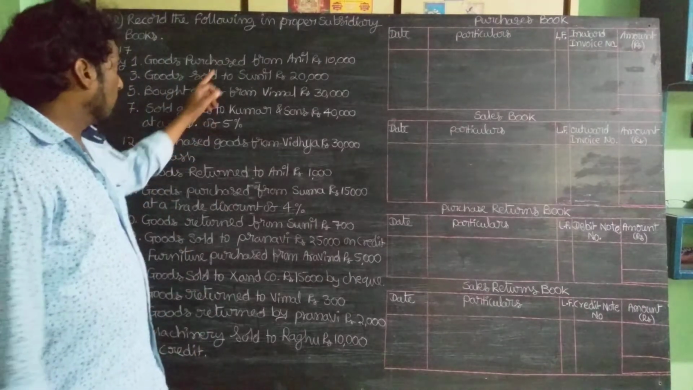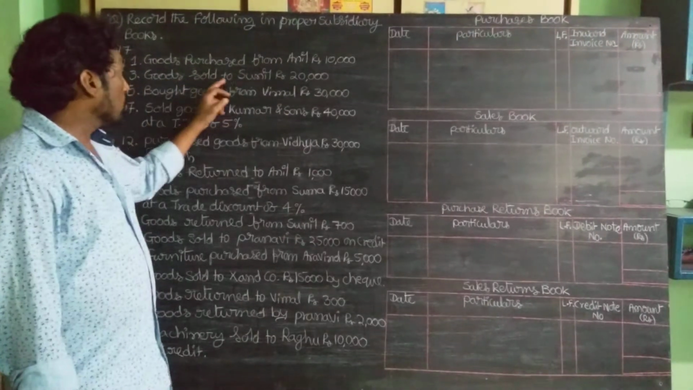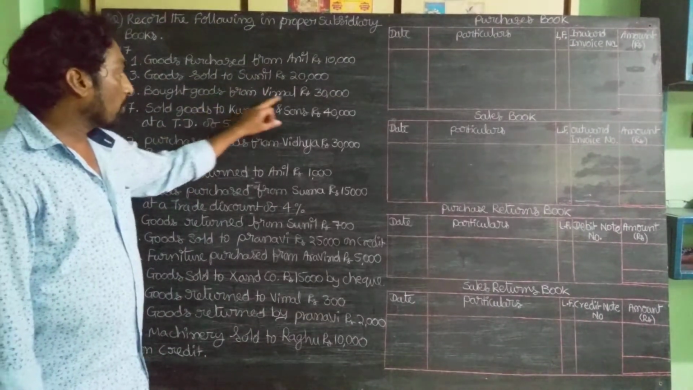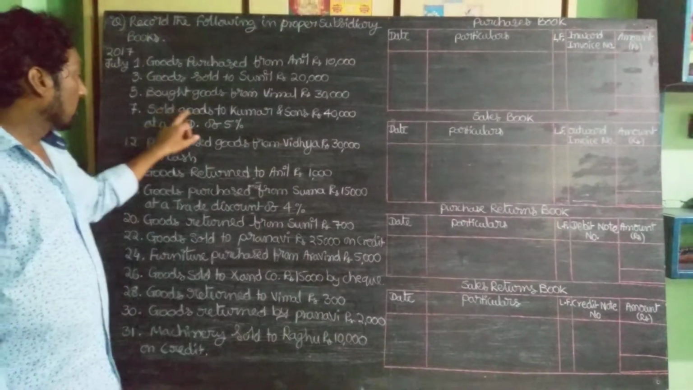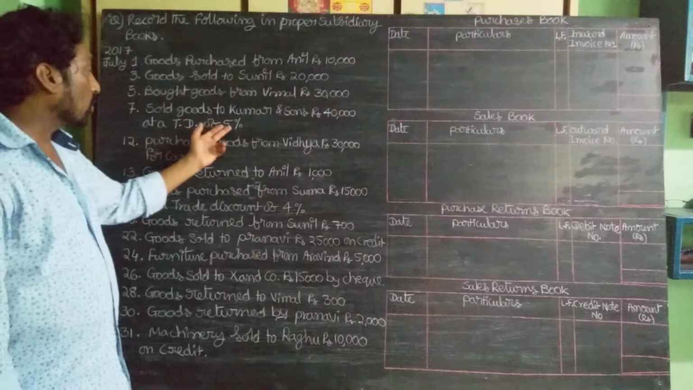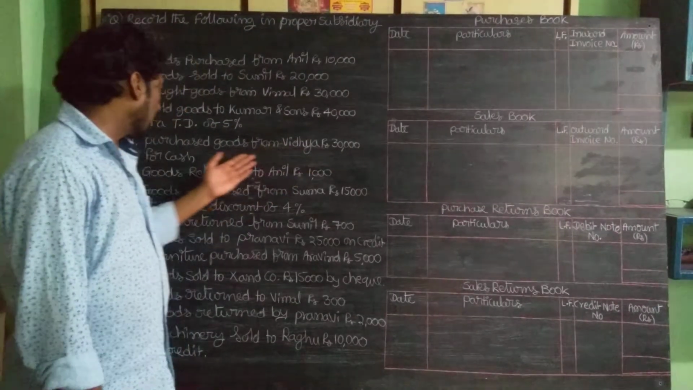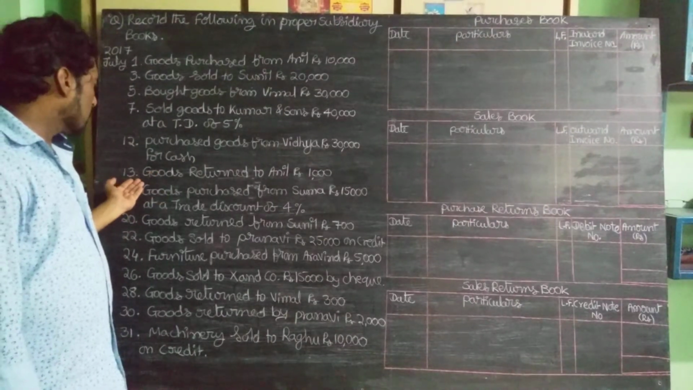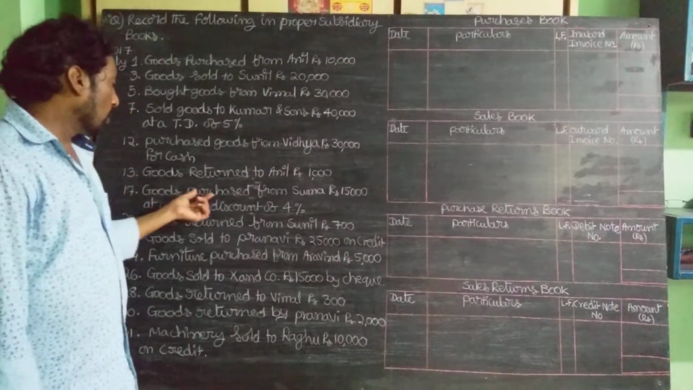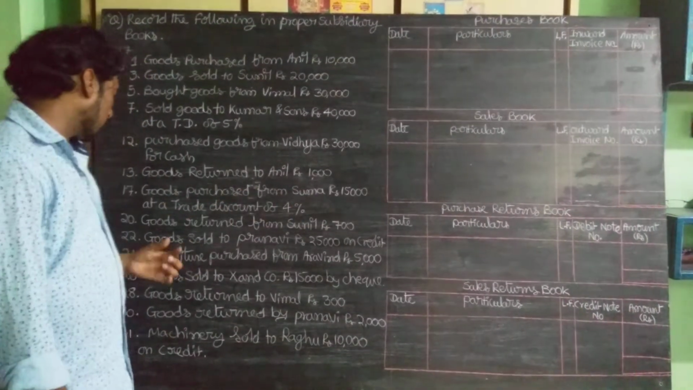2017 July 1st, goods purchased from Anil. Third, goods sold to Sunil 20,000. Fifth date, bought goods from Vimal. Seventh date, sold goods to Kumar and Sons 40,000, trade discount of 5%. 12th date, purchased goods from Vidya rupees 30,000 for cash. 13th date, goods returned to Anil. 17th, goods purchased from Soma 15,000, trade discount of 4%.